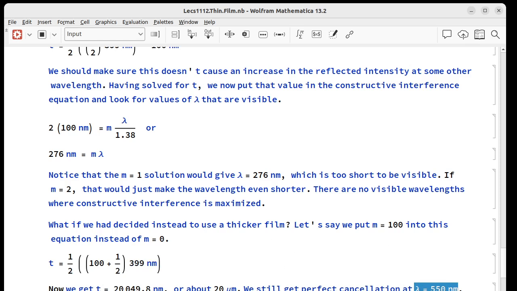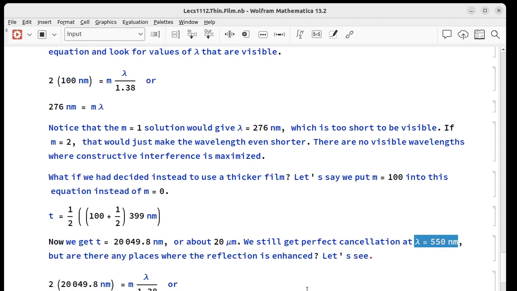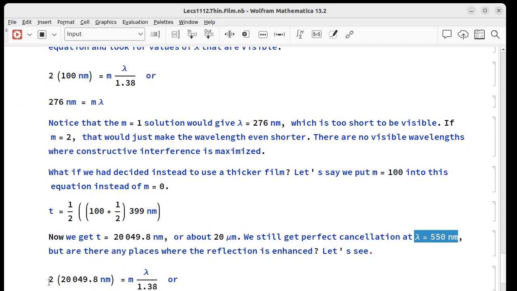However, are there places where the reflection is worse? Well, we go back like we did before and solve this. We say 2 times this thickness is m lambda over n. So m lambda equals this giant number. Now, of course, m equals 1. A wavelength this big would be in the infrared. We wouldn't have to worry about it.